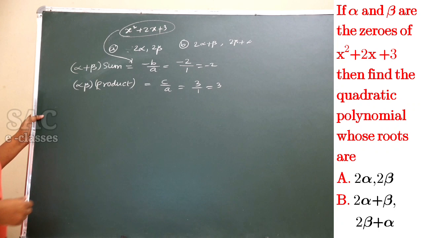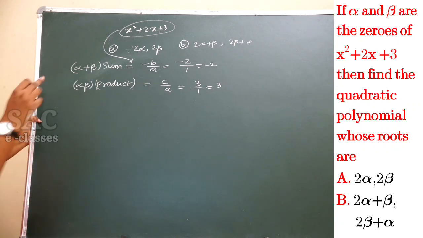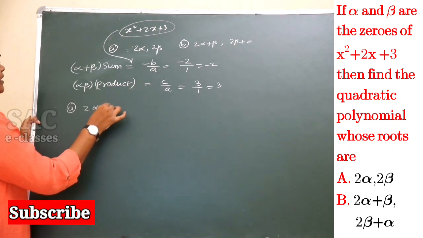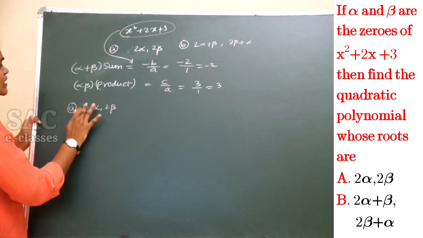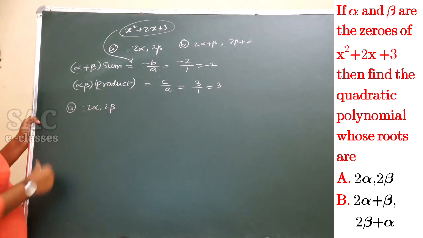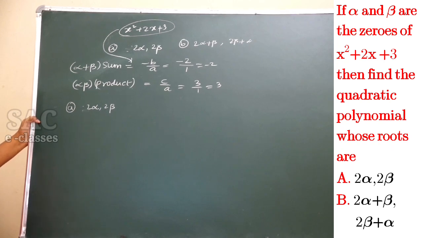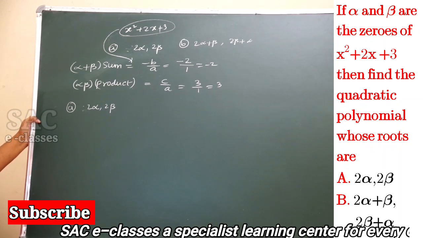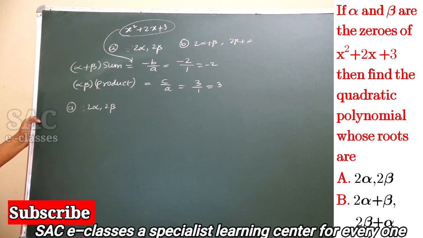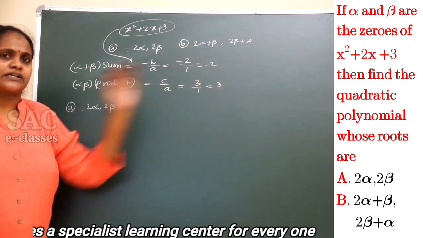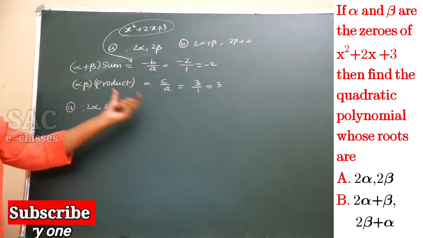Then in what way can you find the quadratic polynomial? What you require is 2 alpha and 2 beta. But I don't know what alpha and beta are. How can I find 2 alpha, 2 beta? Once recall the quadratic polynomial. What is the formula to find the quadratic polynomial? It is x square minus sum into x plus product. But we do not require the alpha and beta values.